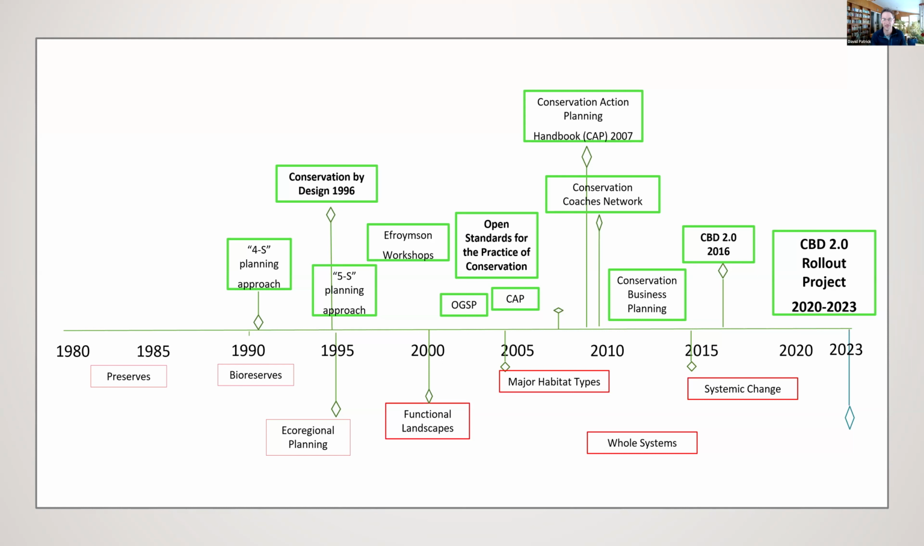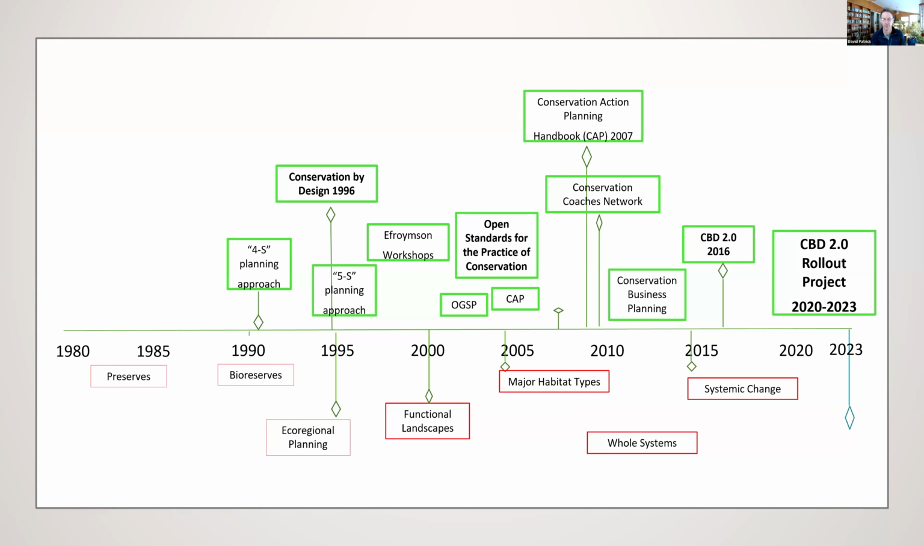So then we get to 2016, when the previous version of conservation by design came out. Again, that was Conservation by Design 2.0. Lots of key advances in the guidance, but one that I'd really call out is really leaning in and really integrating people and nature in that guidance.